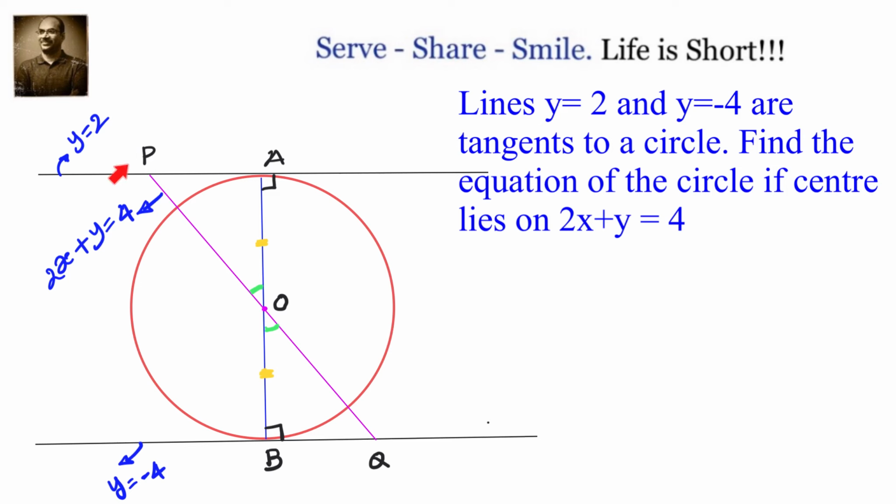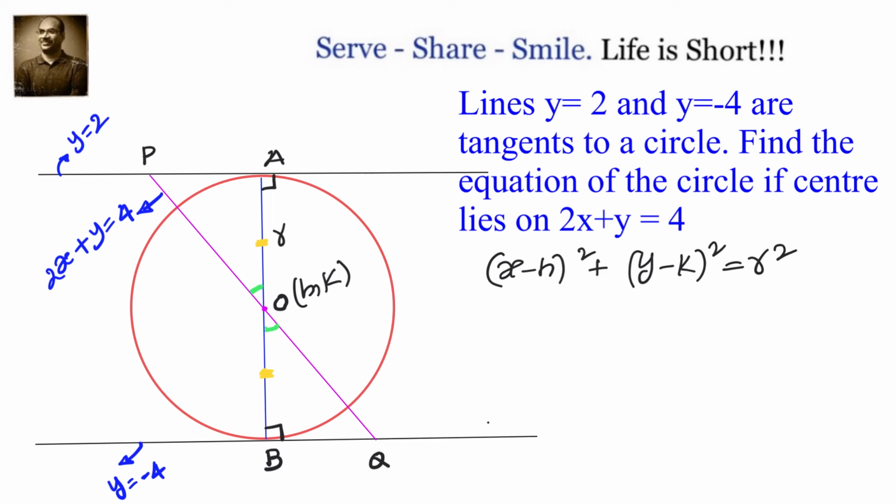We have been given that 2x plus y equals 4 is the line on which the center lies, and there are two lines, y equals 2 and y equals minus 4, which are tangents to this circle. Now we know that the equation of the circle in standard form is (x minus h) whole square plus (y minus k) whole square equals r square, where (h, k) are the coordinates of the center and r is the radius.